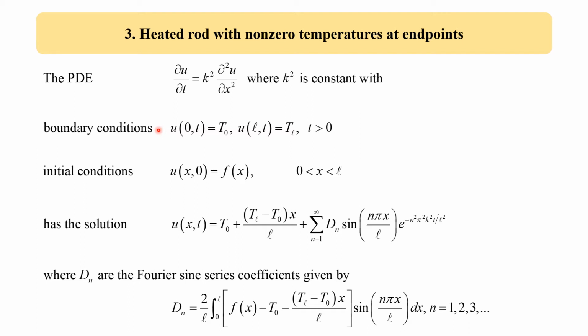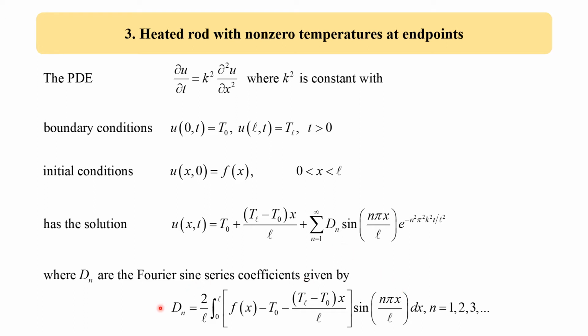is this and initial condition is this, has the solution of u(x,t) equals T naught, where T naught is taken from the boundary condition, and TL is also taken from the boundary condition when x equals L, minus T naught times x over L, plus the summation of dn times sine n pi x over L times the exponential of negative n squared pi squared k squared t over L squared, where dn are the Fourier sine series coefficients given by this equation.